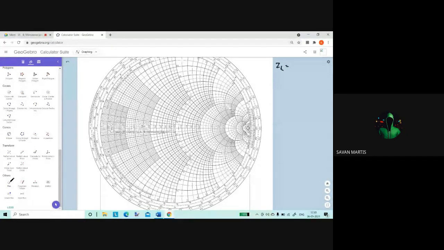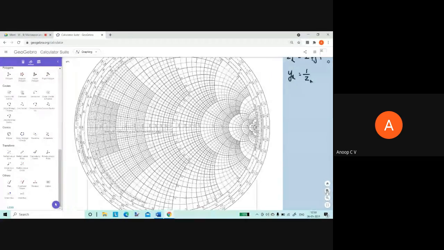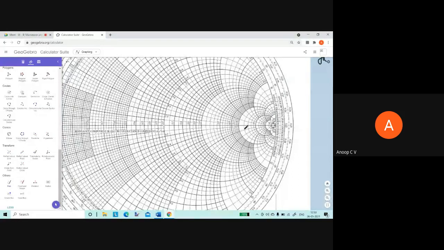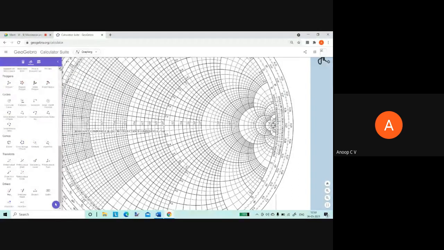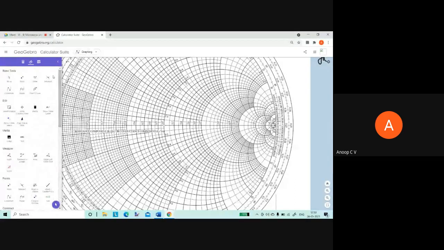Fast. 2 plus 1 J, sir. 2 plus J1, right? And YL was supposed to be 1 by ZL. So this is x equal to 2. Maybe I'll zoom in a bit. So this is 2 and this is 1. So I'll mark the point. Thank you so much for pointing it out.